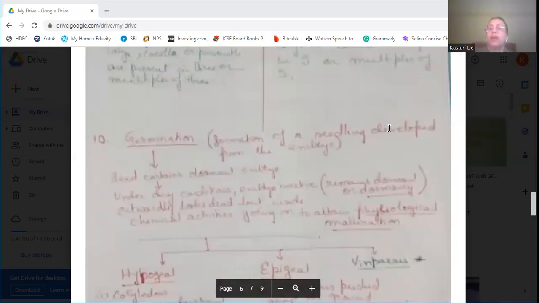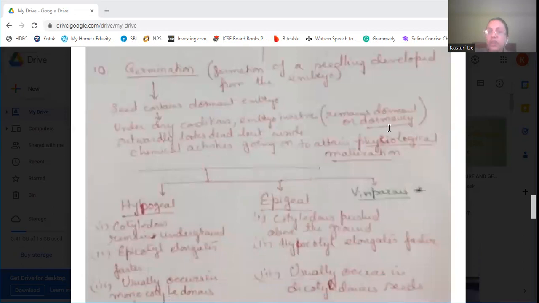Now we come to germination. What is germination? Germination is the formation of a seedling which is developed from the embryo. That is, the embryo developing into a seedling is known as germination. The seeds contain a dormant embryo, an embryo which is sleeping inside the seed.